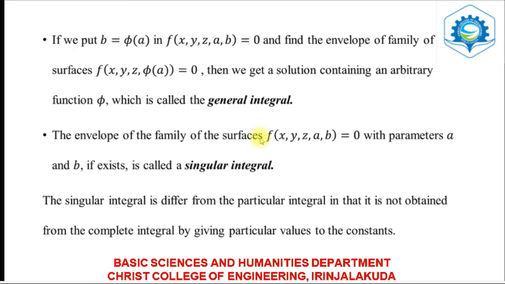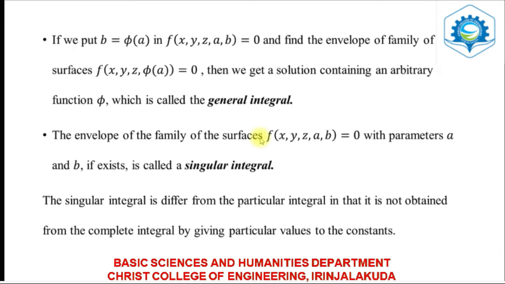If we substitute b equal to phi of a, then we can replace that a and b by phi of a, no problem, no need to write a again. So then we get a solution containing an arbitrary function phi, which is called the general integral. We already know that if you have one arbitrary function in your equation, you will get a first order partial differential equation. So that is called a general integral.